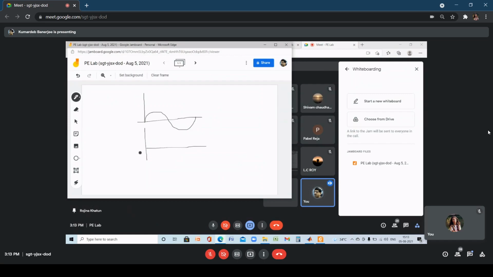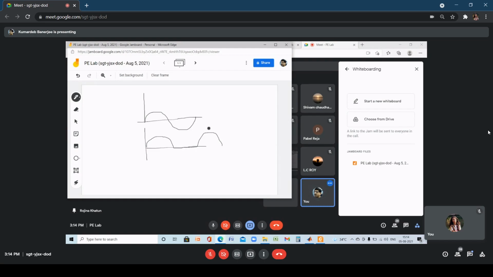ঠিক আছে, তো এখানে কি হবে? এখানে the rectified waveform will look like this, তাই তো? The rectified waveform will look like this. That's a typical half-wave rectifier. Okay, so that means it will conduct only in the positive half cycle. It will not conduct in the negative half cycle.